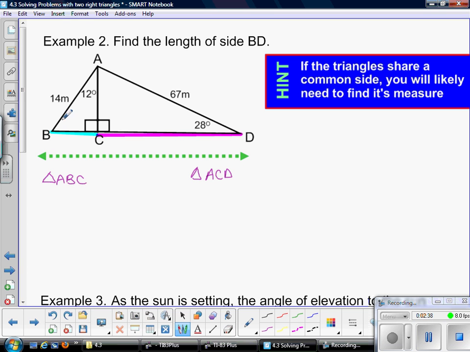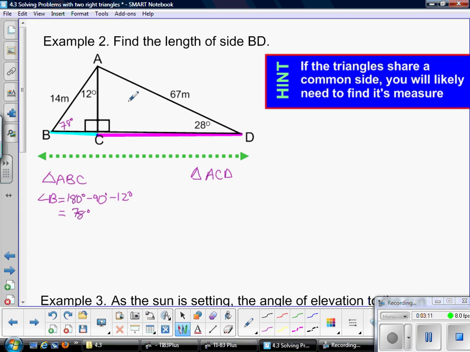In the first one, I can calculate angle B because it's going to equal 180 minus the 90-degree angle minus the 12 degrees. And so we end up with 78 degrees. Now I could have just gone 90 take away 12 to get that. That would have worked as well. So I know that this is 78 degrees, so that's important, maybe.